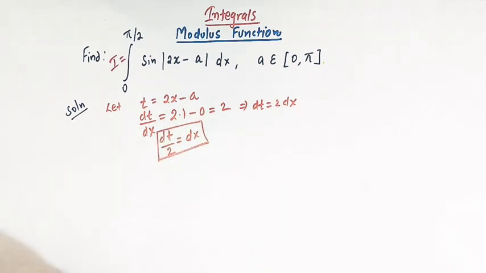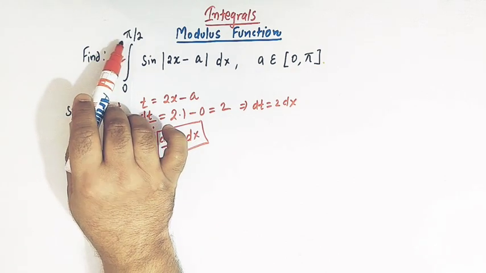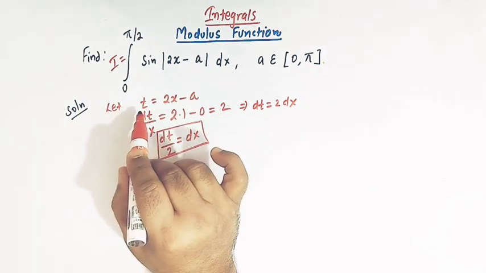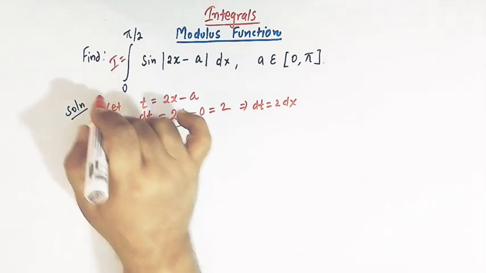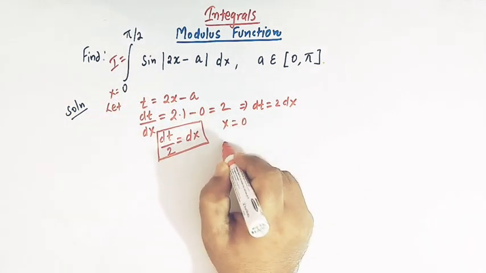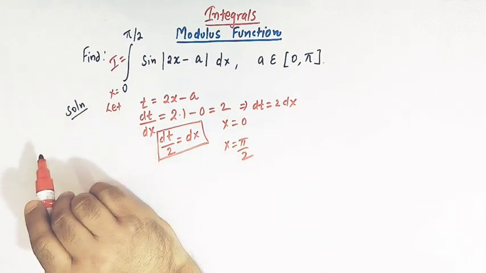Okay, now whenever we use the method of substitution, we always change the limits, right? So here the lower limit is 0, the upper limit is pi by 2, and since by the method of substitution we are introducing a new variable t, here x varies from 0 to pi by 2, right? So let us find the corresponding value of t.